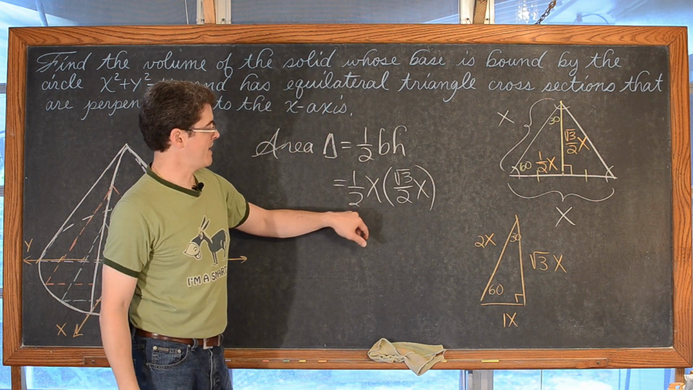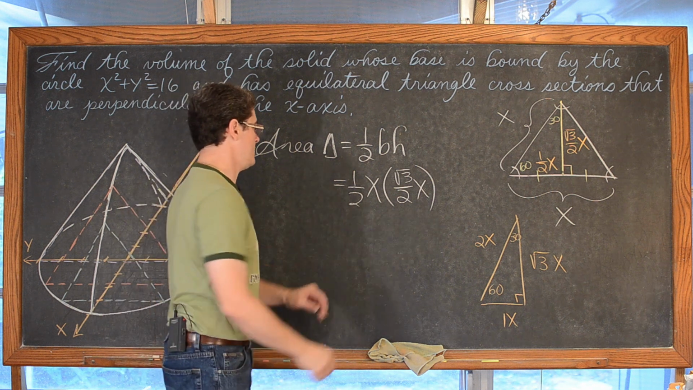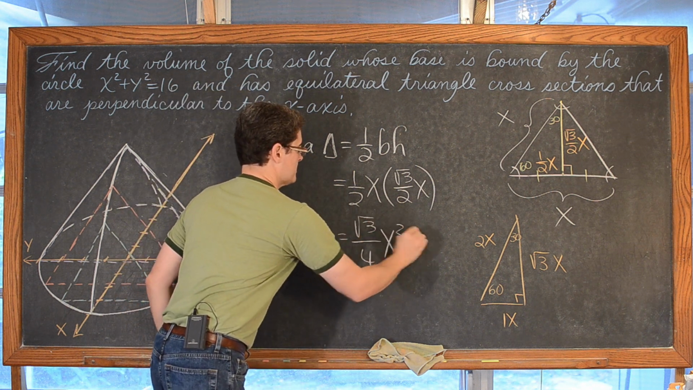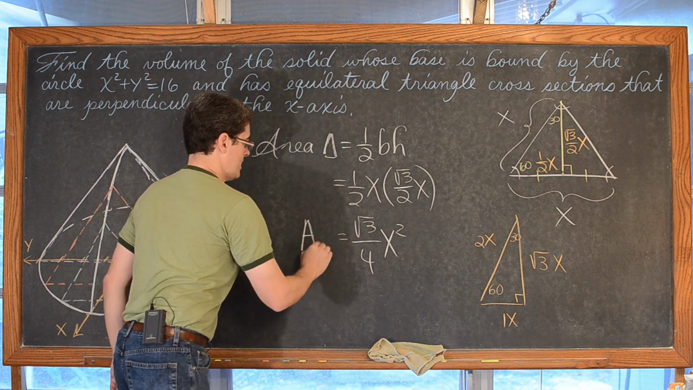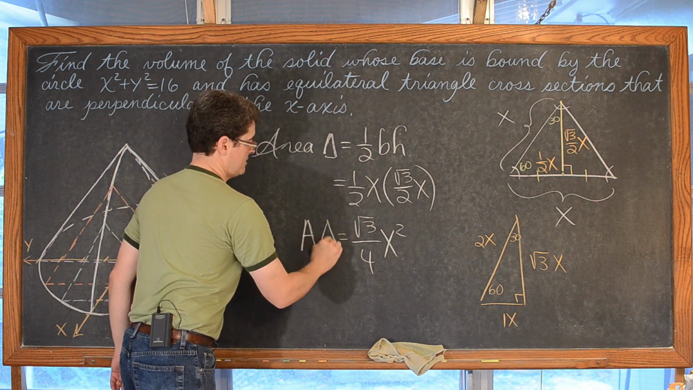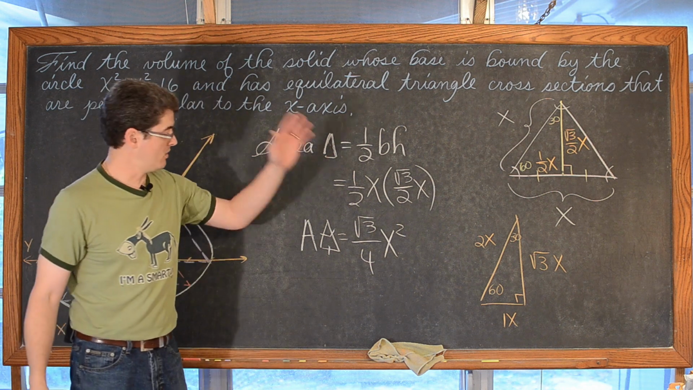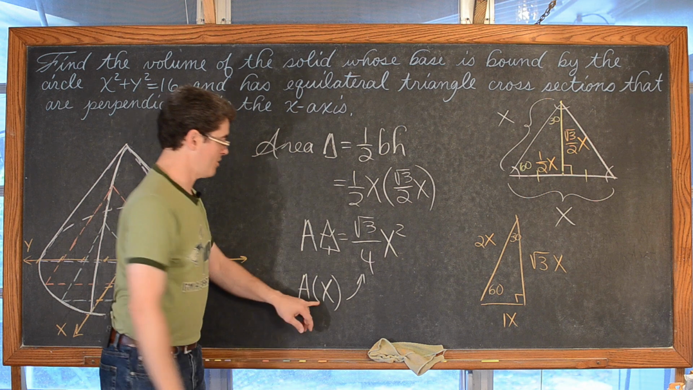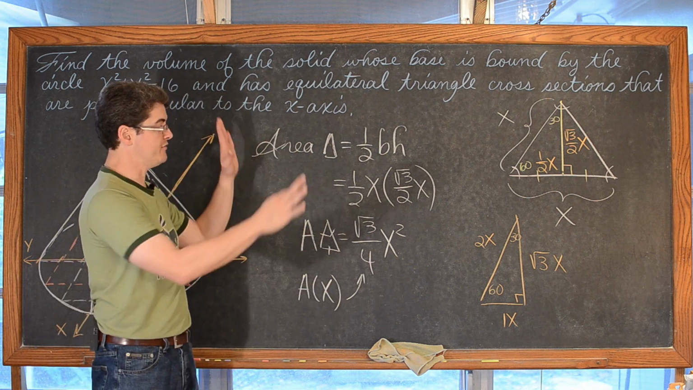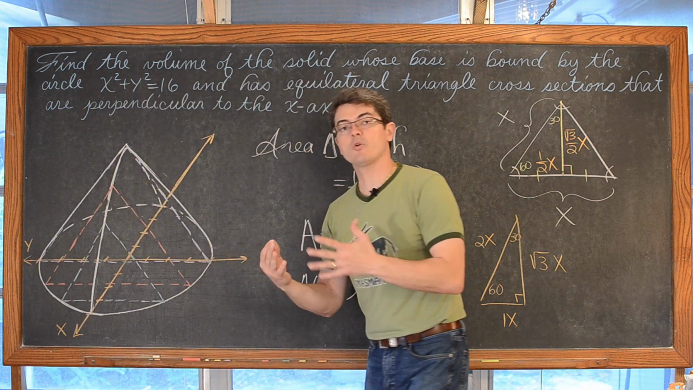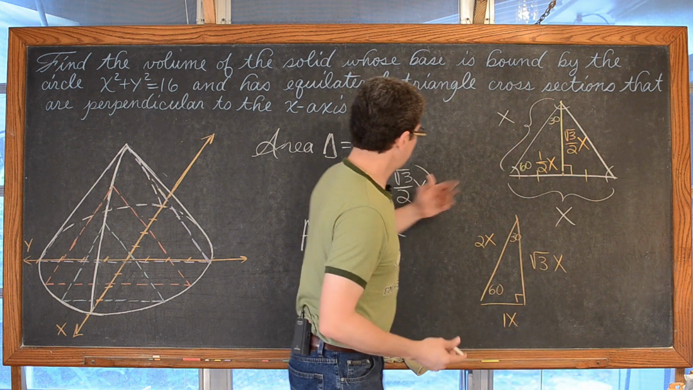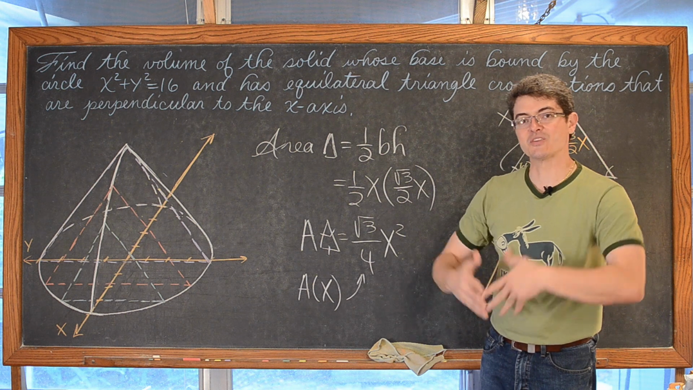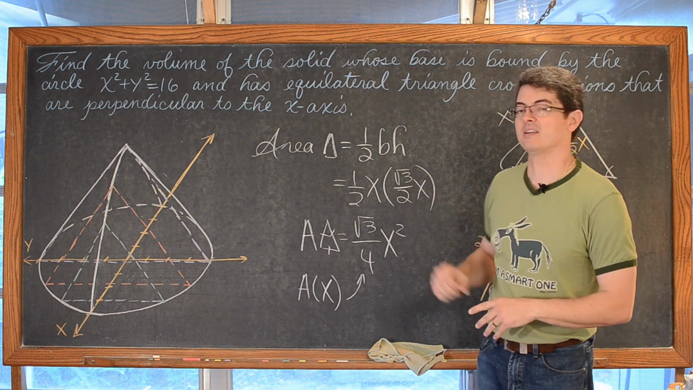And of course, 1/2 times square root of 3 over 2 is equal to square root of 3 over 4 x squared, and this is the area of an equilateral triangle, or A of x, our area formula in terms of x. So now I have enough information with my drawing and knowing the properties of equilateral triangles to write a definite integral with respect to x, or integrate with respect to x.